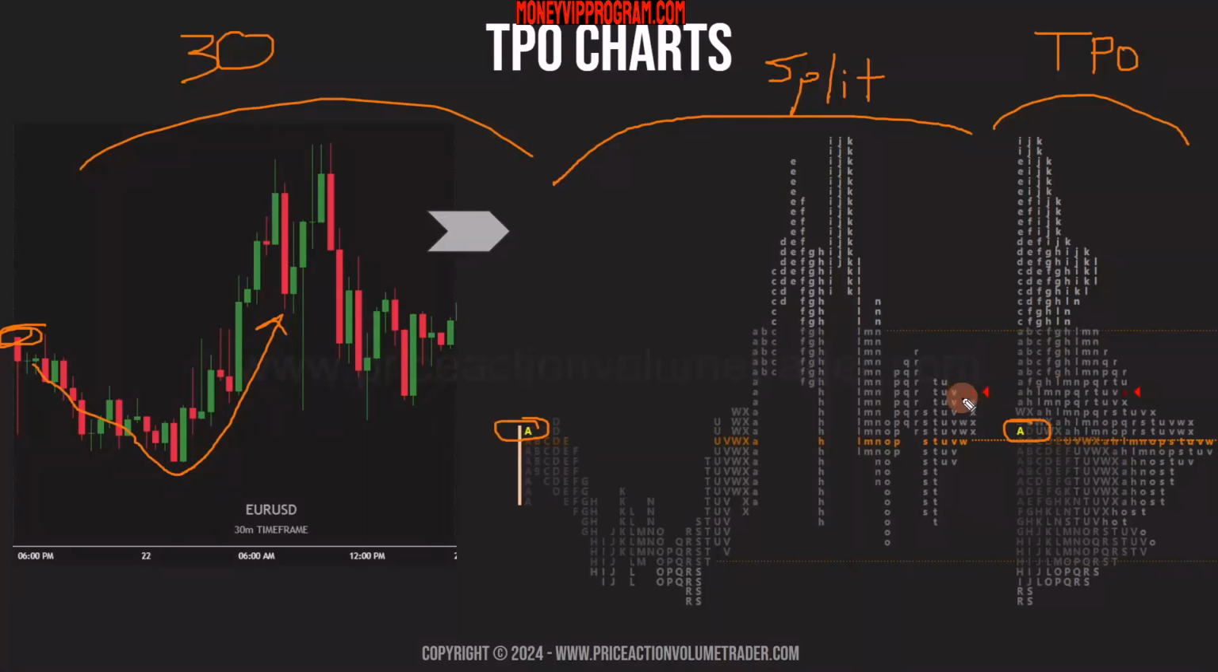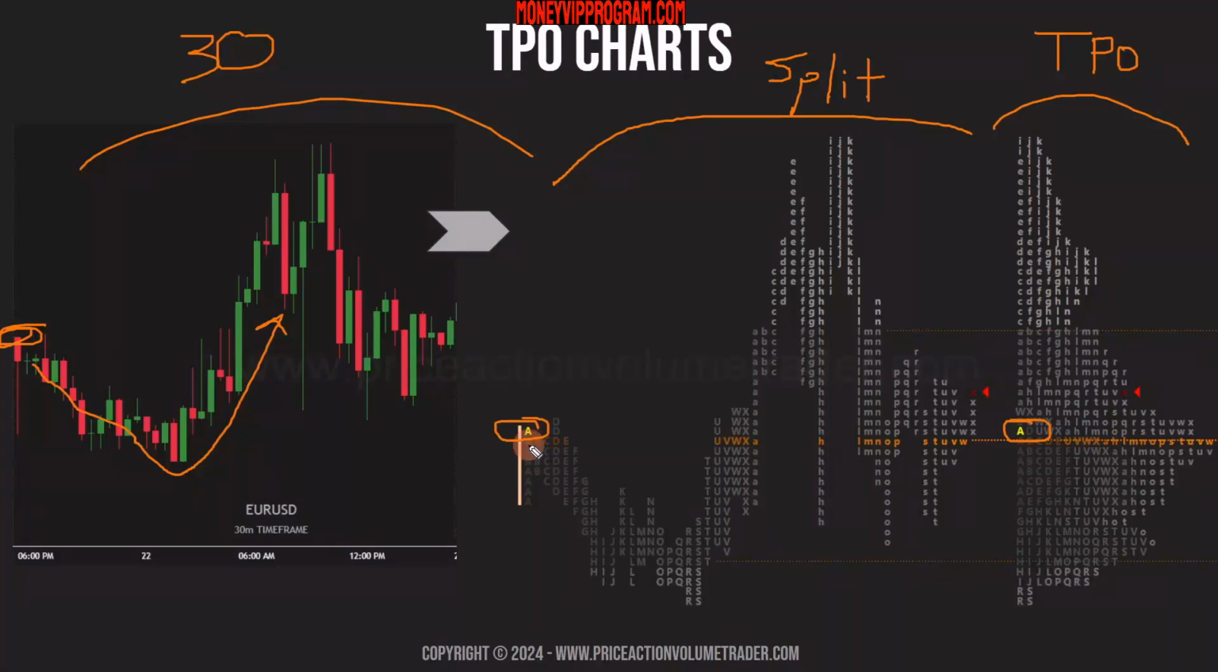Remember, Forex is a 24-hour market. So if we're looking at 30-minute periods, that means we have 48 TPO periods in a day in the Forex market. Each one of those is represented by a different letter in this case. So you can see the same thing here.